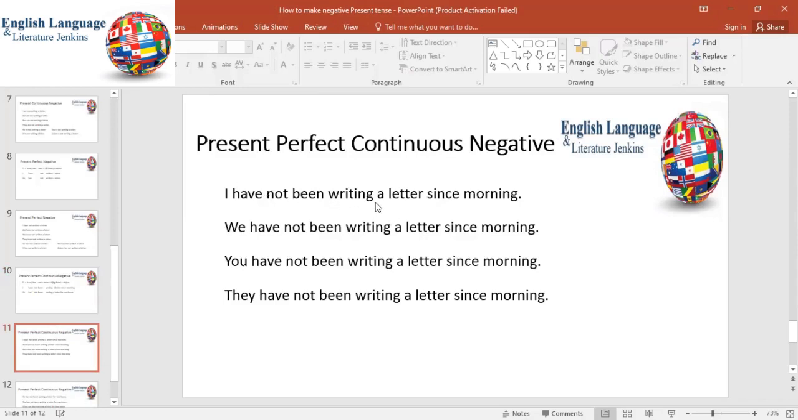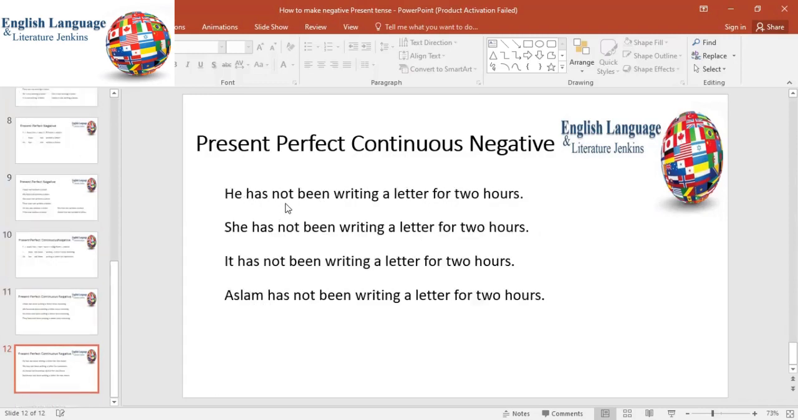I have not been writing a letter since morning. We have not been writing a letter since morning. You have not been writing a letter since morning. They have not been writing a letter since morning. These four are the examples of have not been as well as since. He has not been writing a letter for 2 hours. She has not been writing a letter for 2 hours. It has not been writing a letter for 2 hours. Aslam has not been writing a letter for 2 hours.